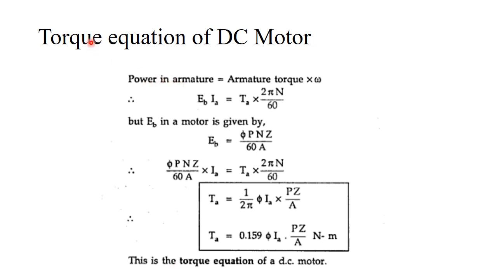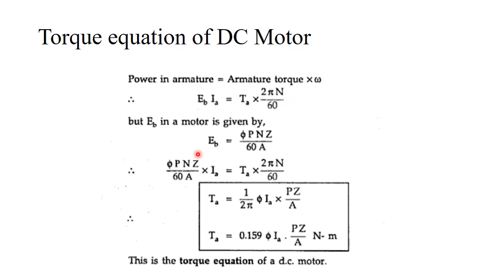Torque equation of a DC motor, right? So we know that the power in the armature is equal to torque multiplied by the angular rotation. We also know that power in the armature is given by back EMF into armature current. That is equal to armature torque, which can be written as Ta, and the angular rotation is written as 2 pi N over 60. N indicates the speed in RPM, so if it is divided by 60, then it is in revolutions per second.